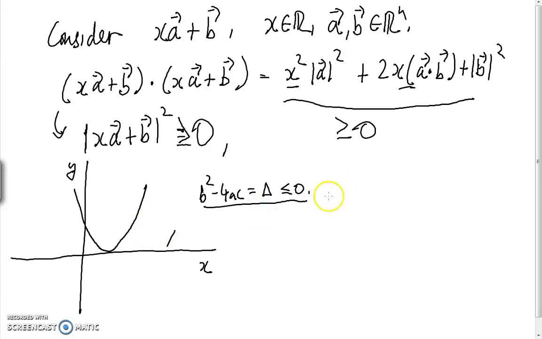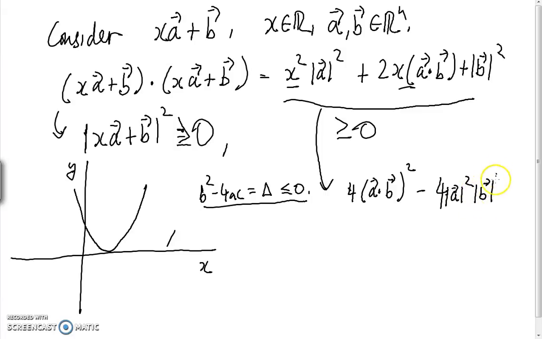So what does that mean for this quadratic? Well, what's b in this case? b is just 2 times a dot b. So that squared is 4 times (a dot b) squared minus 4, where a in this case is the magnitude of a squared, and c is the magnitude of b squared, is always less than or equal to 0. So what that implies, just dividing both sides by 4, is that (a dot b) squared is less than or equal to the magnitude of a squared times the magnitude of b squared.